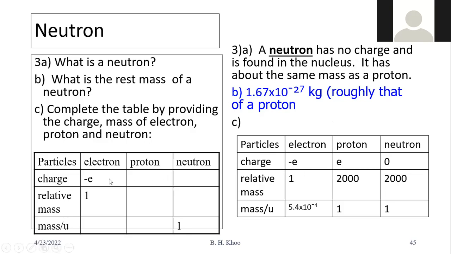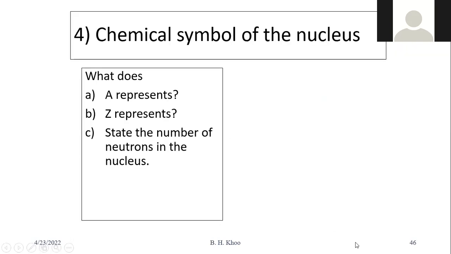That's your e minus. That's your 0. And there's 1. That's about 1 over 2000. And then if that is your 1, the neutron is also about 1. Okay, that's how you derive it.